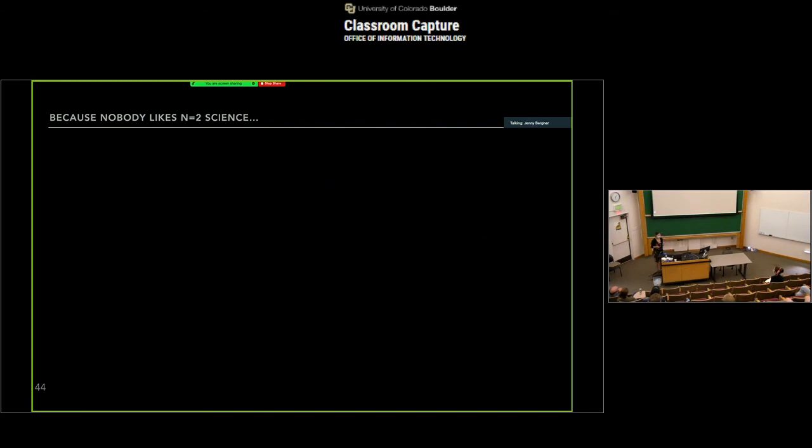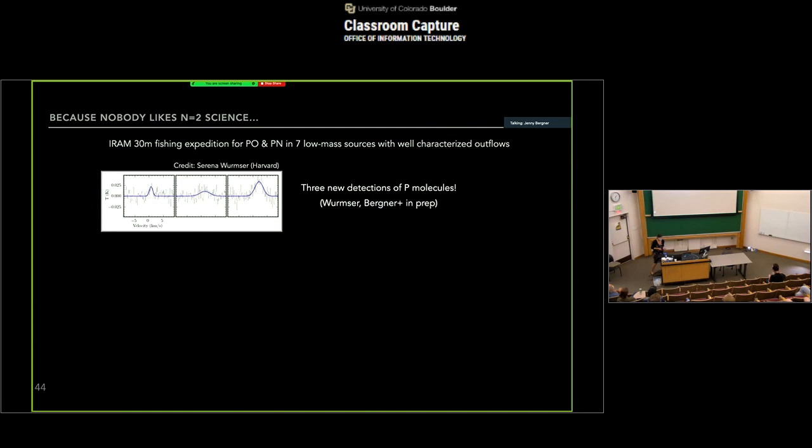Of course, nobody likes N=2 science, so we've also been devoting some effort to detecting phosphorus towards more low-mass star-forming regions. So we led a fishing expedition with the 30-meter telescope looking for PO and PN in 7 low-mass sources that have really well-characterized outflows. And this is work that I'm doing with an undergrad at Harvard who's actually doing the analysis on this.